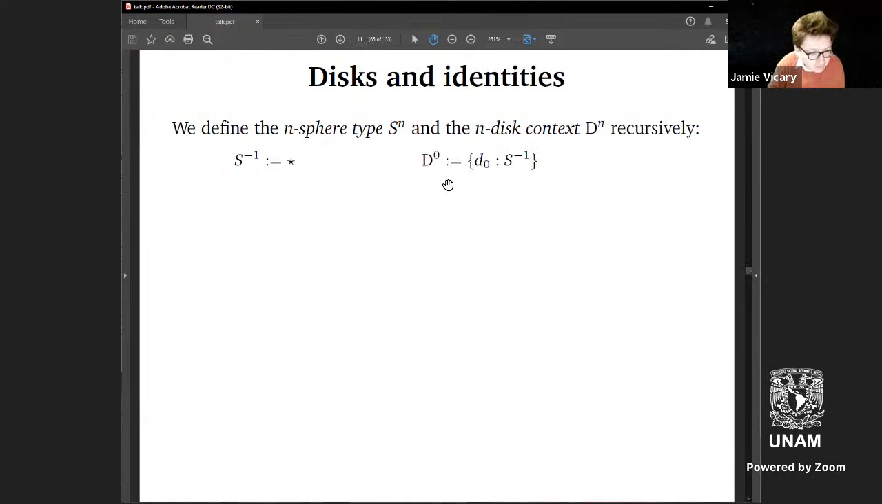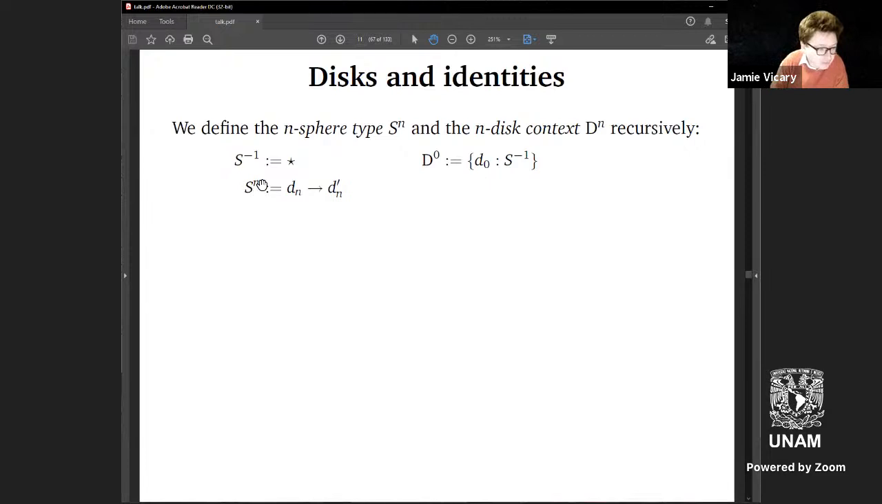So now what's the 0 disk? Well, it's the free infinity category generated by a single generator, D0, whose type is the 0 sphere. So whose type is just an object. So that seems to make sense. The 0 disk should be like a point. And yes, we're saying in this language, it corresponds to the free infinity category on a single object. Seems to make sense. So now what's the recursive step?